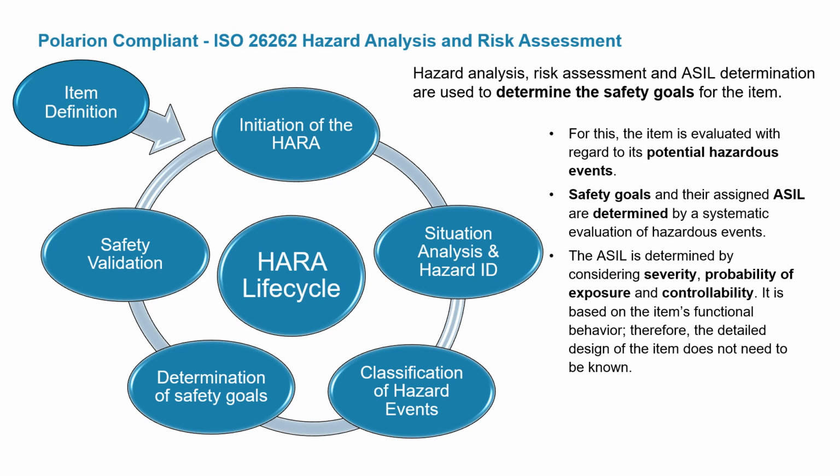The Polarion X is compliant to the ISO 26262 hazard analysis and risk assessment. We start with the item definition. We initiate the HARA to evaluate regarding the potential hazardous events. We will analyze the hazard according to its severity, probability of exposure, and controllability, determining what the ASIL value is.